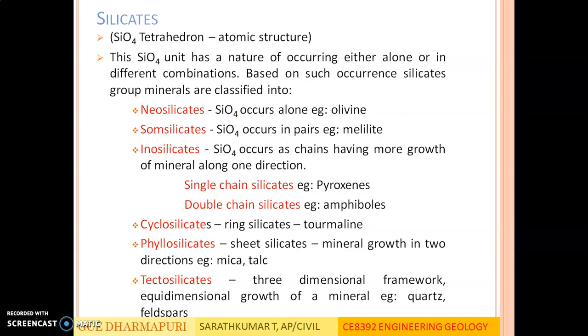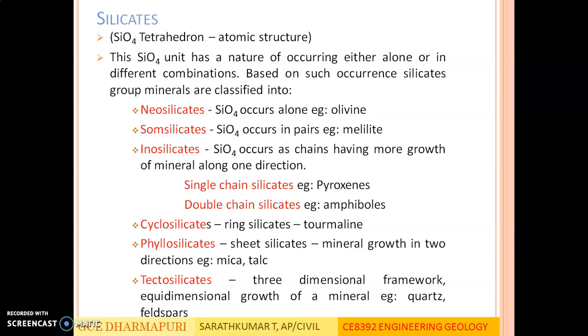The basic atomic structure is SiO4, one part of silicon and 4 parts of oxygen. It is tetrahedron in nature. This SiO4 unit has a nature of occurring either alone or in different combinations. Based on such occurrences, silicate group minerals are classified into neosilicates, where this SiO4 tetrahedron unit occurs alone. Example, olivine mineral. Then sorosilicates, where SiO4 occurs in pairs.